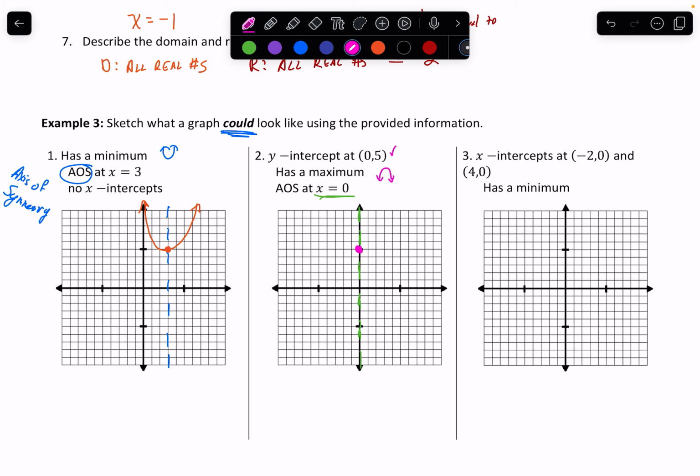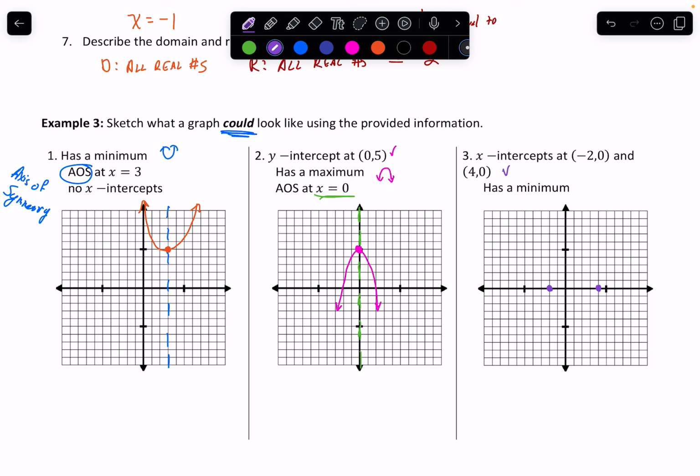So from here, I'm just going to sketch down. I'll make that hopefully a little bit more symmetric here. There we go. That's what your parabola could look like there. It's got a y-intercept at 0, 5. It has a maximum, and it has an axis of symmetry at x equals 0. Okay? Now, last one here. So we have x-intercepts at -2, 0 and at 4, 0. Okay? So we plotted those 2 points.